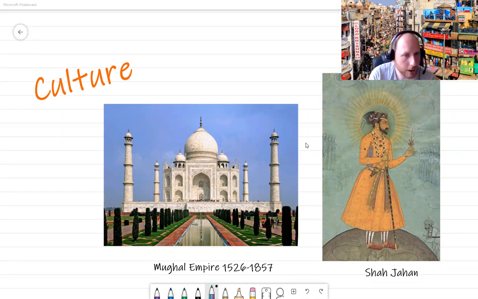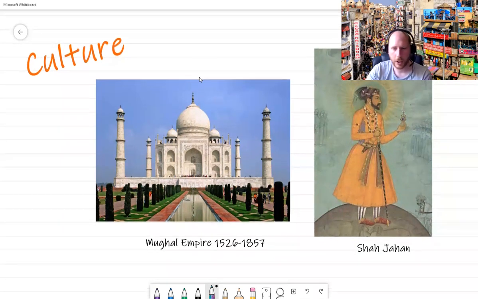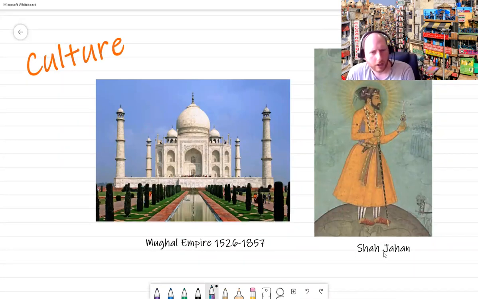How do you spell his name? Shah Jahan. It's here on the screen. If you can't see it, I'll just move the screen up a little bit. Shah Jahan, that's who made it. One of the Mughal emperors. And the Mughals are famous for their art and their culture and their style, and also bringing this mix together of Islam and Hinduism.